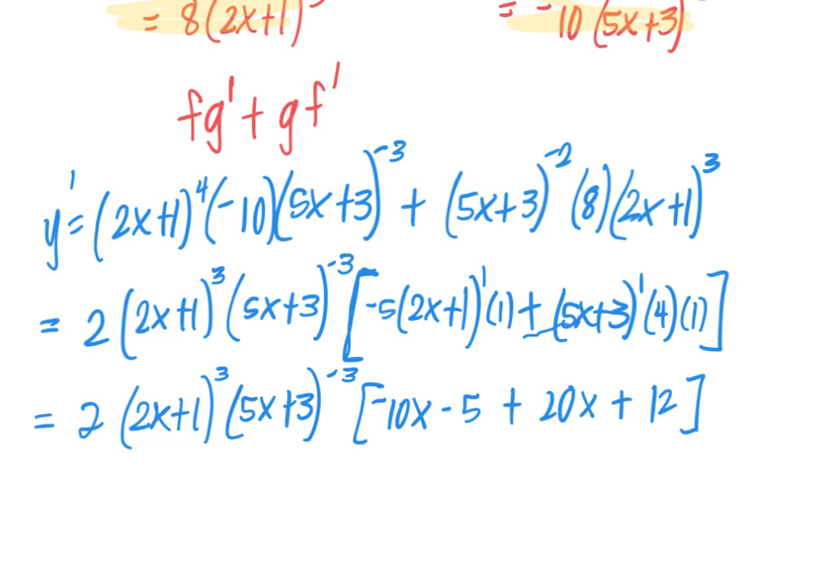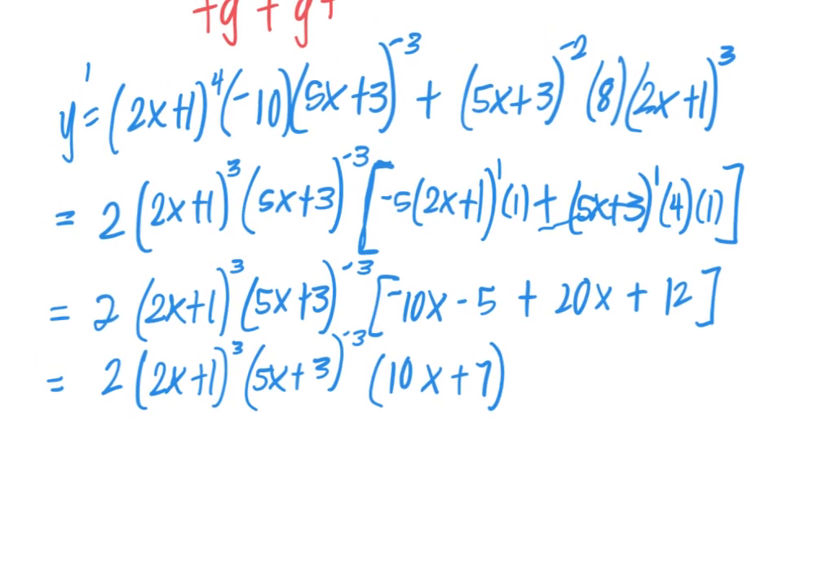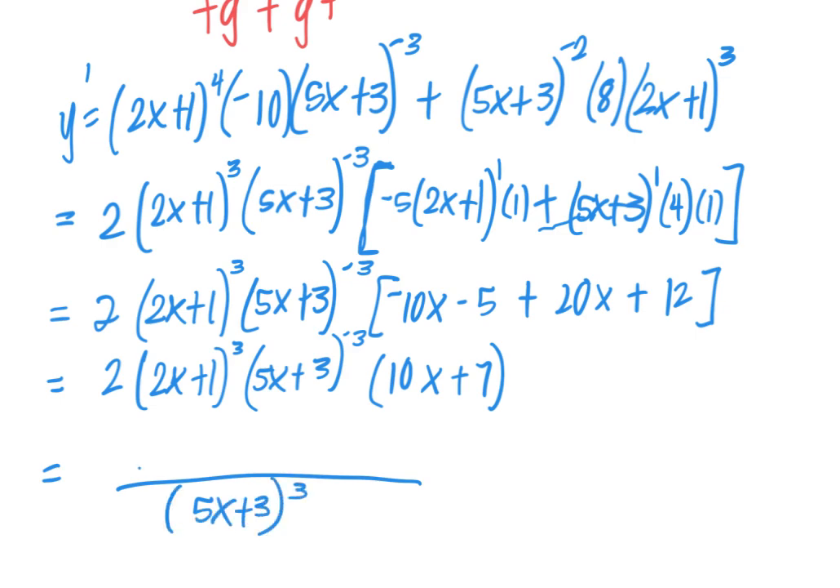So now I'm going to combine like terms, and I end up with that 10x plus 7 right there. Just to make this look even better, I think that negative third power looks better if it's a positive power and it's on the bottom. And then you just have the 2x plus 1 cubed and 10x plus 7.